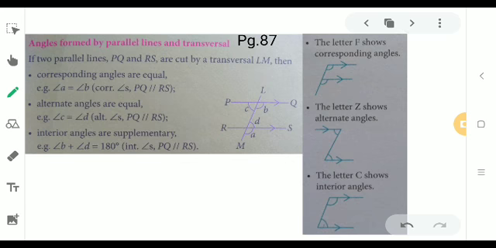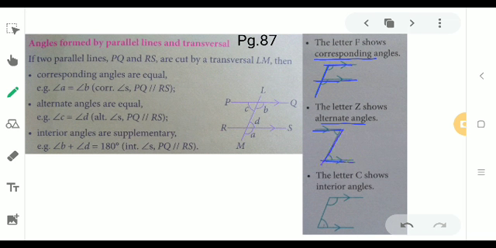What about the types of angles formed by parallel lines and a transversal? There are three types. The first one is the corresponding angle, which forms the letter F. You can see here, these are the parallel lines and this is the transversal. The next one is the alternate angle, which forms the letter Z. As you can see, these are the parallel lines and this is the transversal, so it looks like a Z.